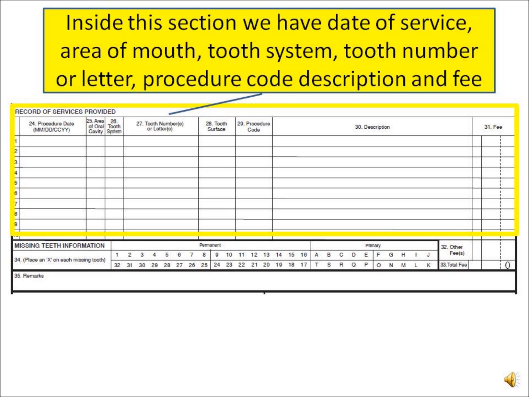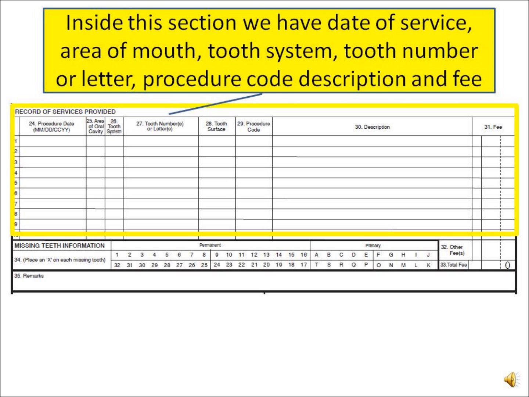This next section is for the record of services provided. If you look at box 24, this is for the procedure date. That procedure date would be blank if we're sending in a pre-authorization.